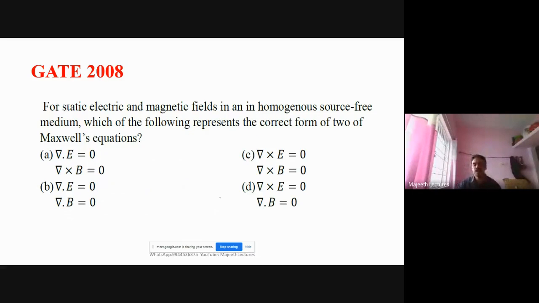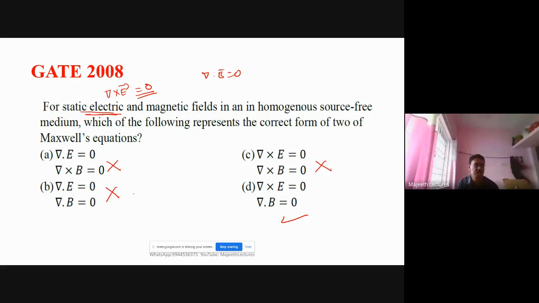We know del dot B is equal to 0. First, we have to understand that. Divergence of magnetic field is 0. So, this is a wrong answer. And for a static electric field, we know del cross E is 0, because electric field will diverge. Electric field will not rotate. So for a static electric field, del cross E is 0. And we know del dot B is also 0. So option B is the right answer.